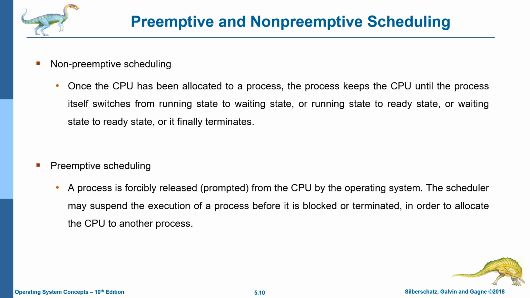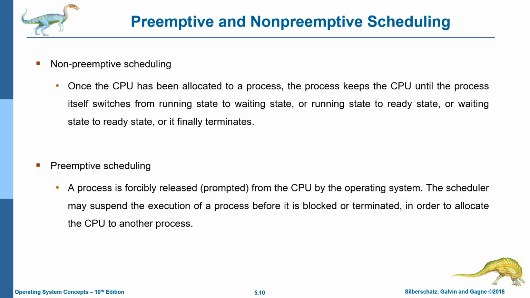So, what is the concept of preemptive and non preemptive scheduling? In non preemptive scheduling, once the CPU has been allocated to the process, it keeps the CPU until the process itself switches from running state to the waiting state, or running state to the ready state, or waiting state to the ready state. So, in non preemptive scheduling, the operating system cannot forcefully stop the execution of the process.